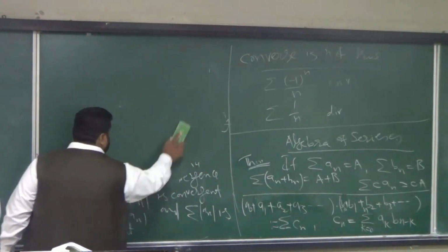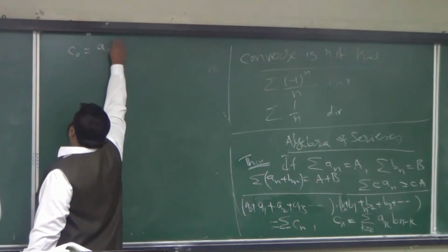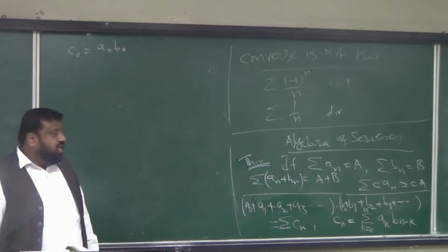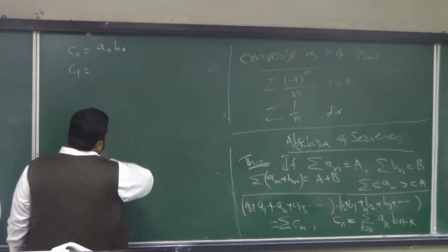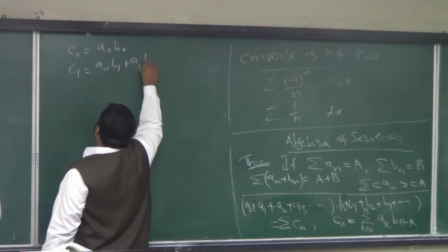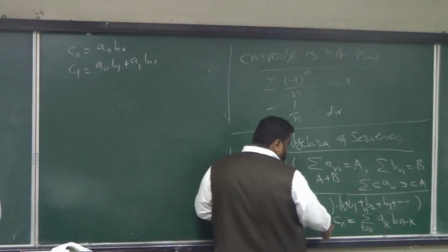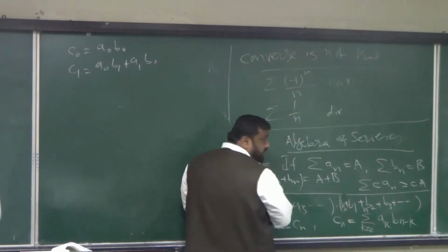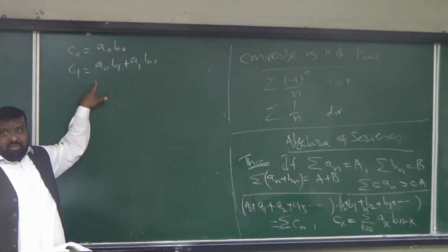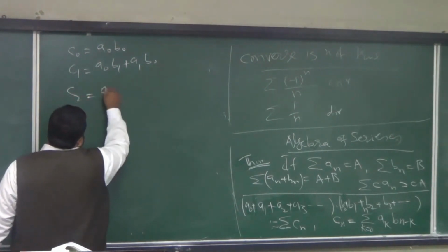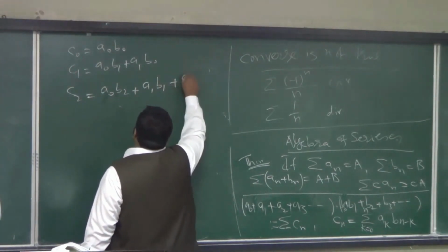C is a series: A naught B naught. Just simply A naught B naught. C naught is A naught B naught. So roughly it is a product of these. And C1 is what? A naught B1 plus A1 B naught. What I'm saying is, take this A naught and multiply with B1, and then take this A1 and multiply with B naught, and put them in one single coefficient. How about C2? A naught B2 plus A1 B1 plus A2 B naught.